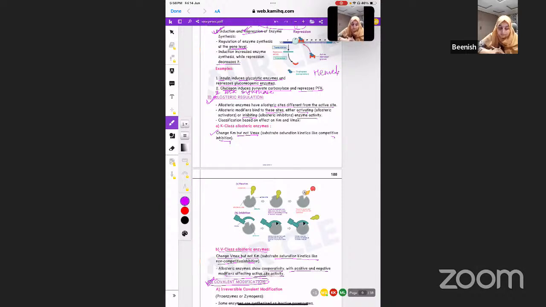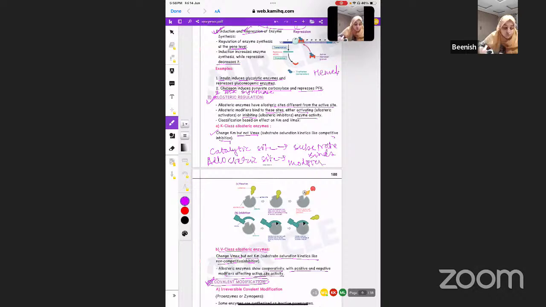Now, allosteric enzymes, as I said, have two sites. I'll write it down. The catalytic site, where the substrate binds. And apart from that, they also have an allosteric site, where what is going to bind? Your modifier is going to bind.